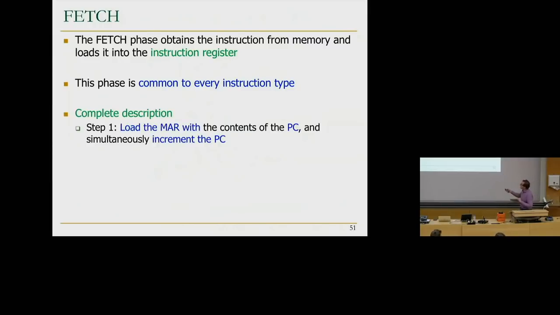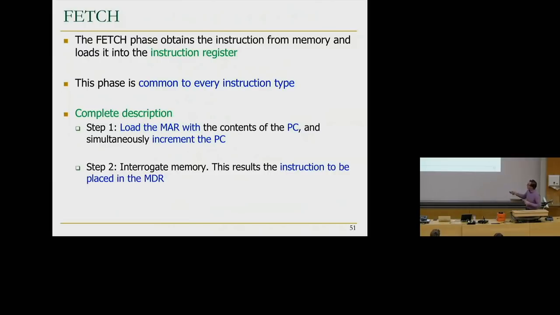So basically, you load the memory address register with the contents of the program counter and simultaneously increment the PC, because you need to go to the next instruction anyway, later. And then you interrogate memory. This results in the instruction being placed in the memory data register. And once the memory data register has some value in it, you load the instruction register with the contents of the memory data register. Make sense?